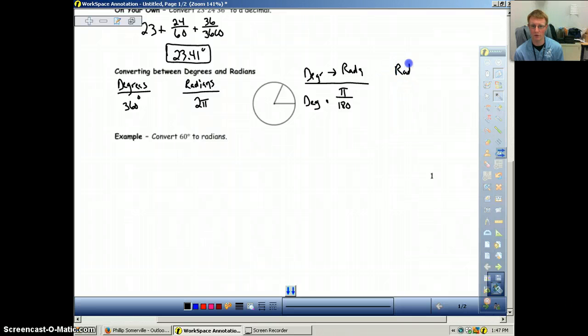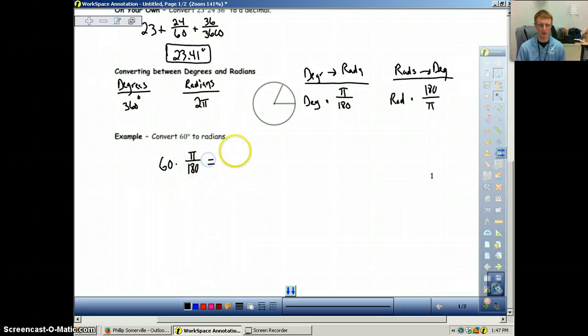In reverse, if we want to go from radians to degrees, it's equally as easy. We're going to have radians multiplied by 180 over pi, completely the opposite, and that will take us from radians to degrees. Let's get right to it and look at an example. If we want to go from 60 degrees to radians, then we're going to do 60 times pi over 180.